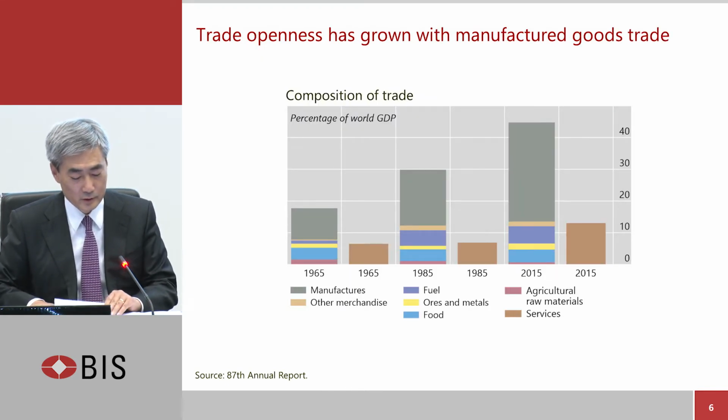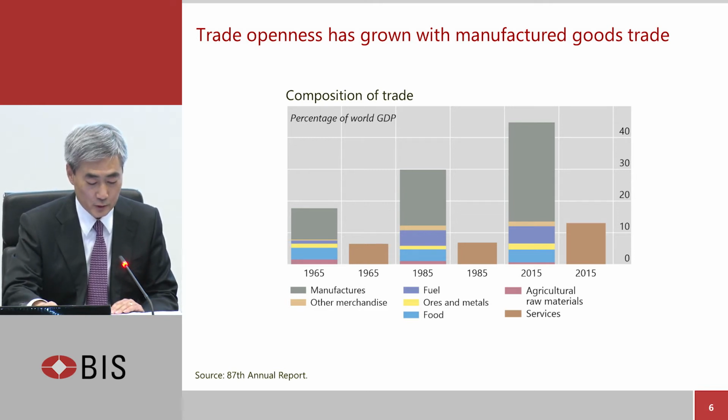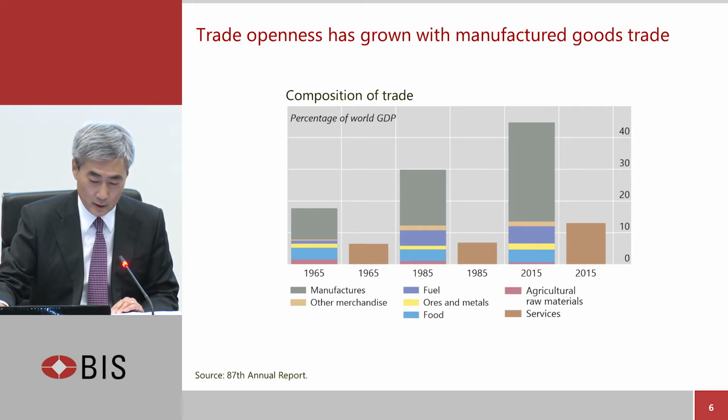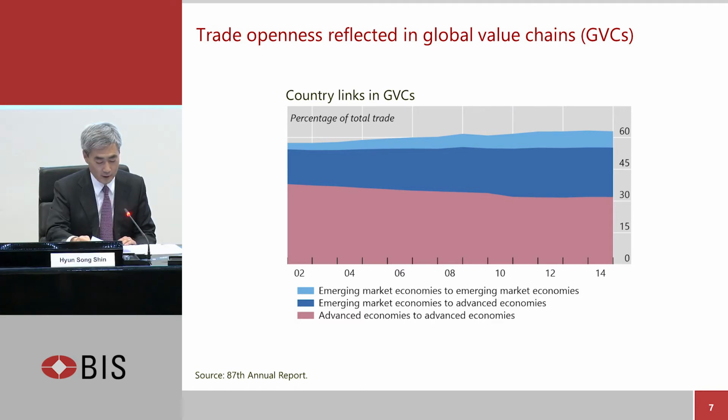Another notable fact is that the driver of trade openness has been the trade in manufactured goods, as shown by the gray bars in this chart, which is scaled to world GDP. In turn, as Claudio has mentioned, the growth in manufactured goods trade reflects the growing importance of global value chains, especially those involving emerging economies. The two blue shaded areas show the weight of the global value chains involving emerging market economies. You see how this has been growing over the last 20 years or so.